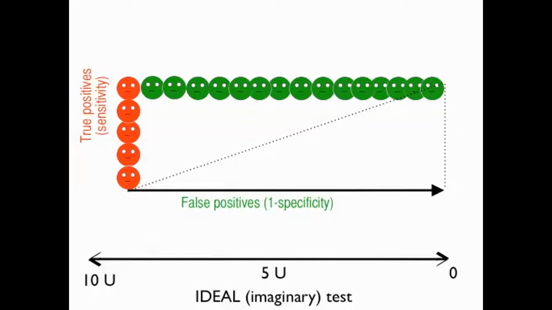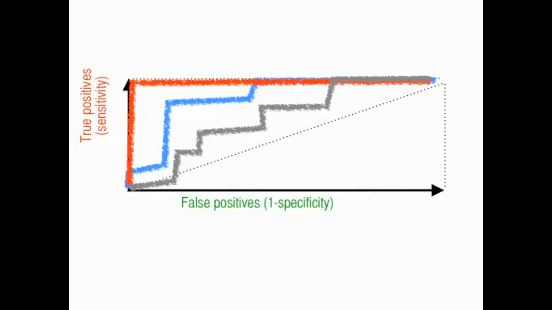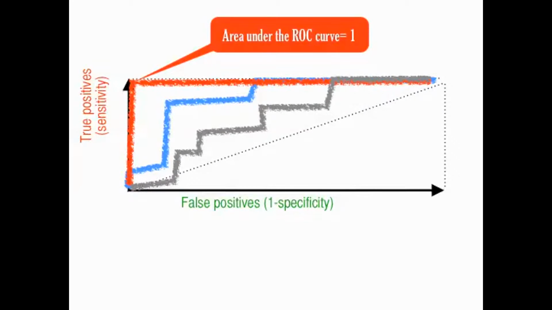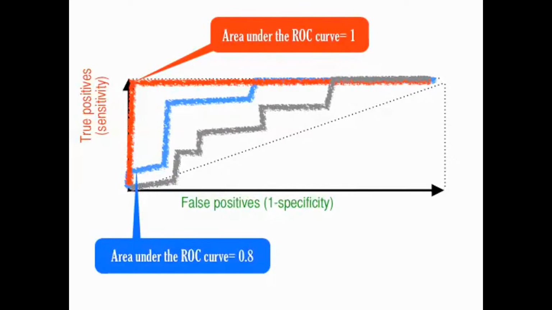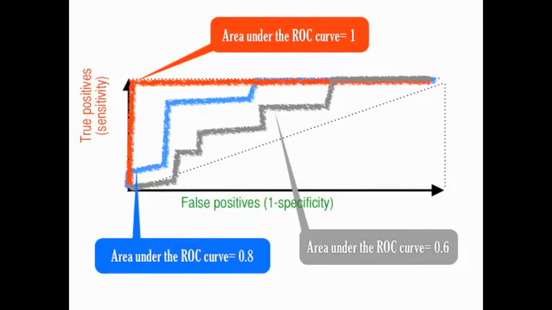So this means they will be true positives, and the false positives will be to the right. As you can see, here you obtain a perfect ROC curve, whose area under the ROC curve is 1. This is the best test that you can ever obtain. This area under the ROC curve is 0.8, and this area is 0.6. As you can see now, you can compare 2 or more continuous tests.